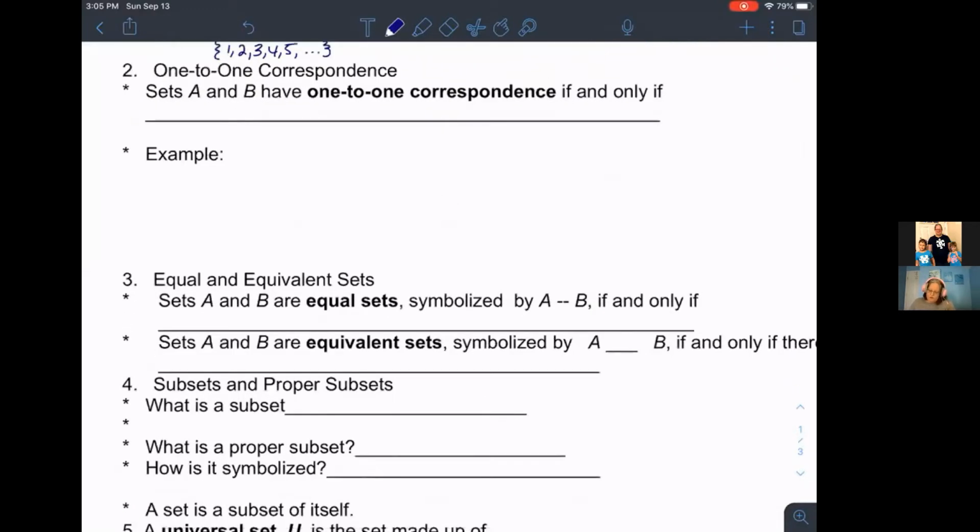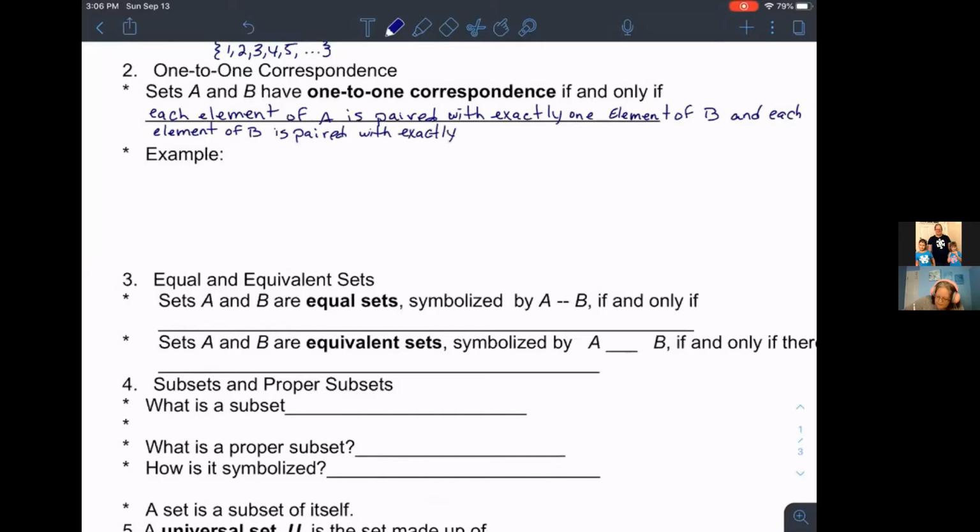All right. Number 2, it says one-to-one correspondence. Sets A and B have one-to-one correspondence if and only if each element of A is paired with exactly one element of B, and each element of B is paired with exactly one element of A.